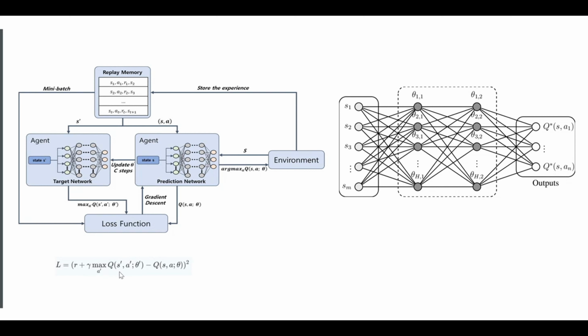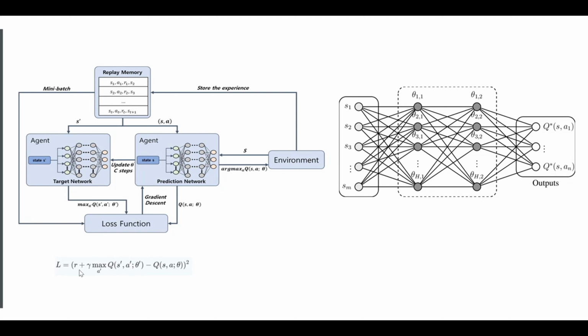Okay, so the maximum quality value of S prime is calculated by inputting S prime into this target network. Then we choose the action with the highest quality value, and that quality value will be added to the reward gotten by action A1 to be the final target reward, or target quality value, of action A1.